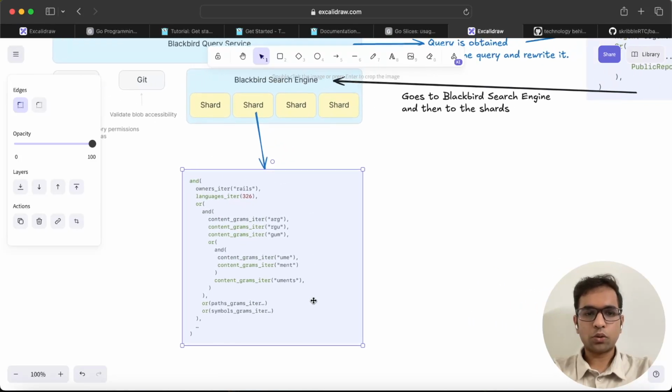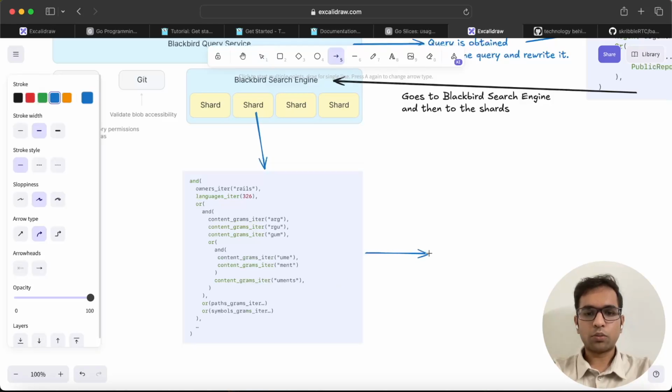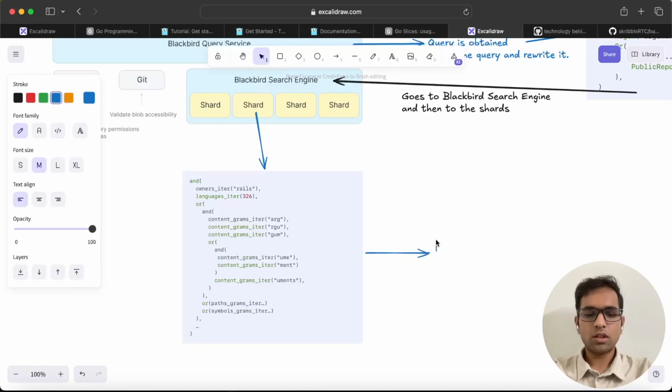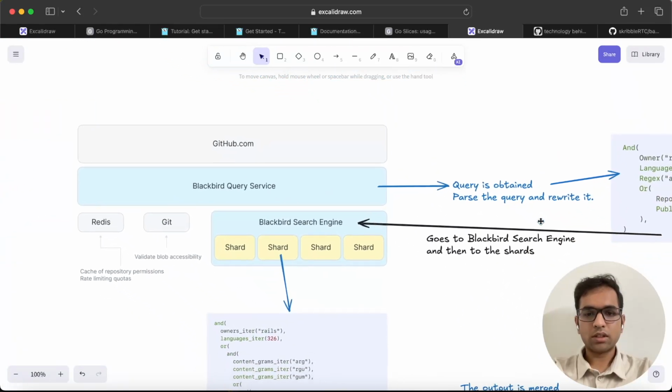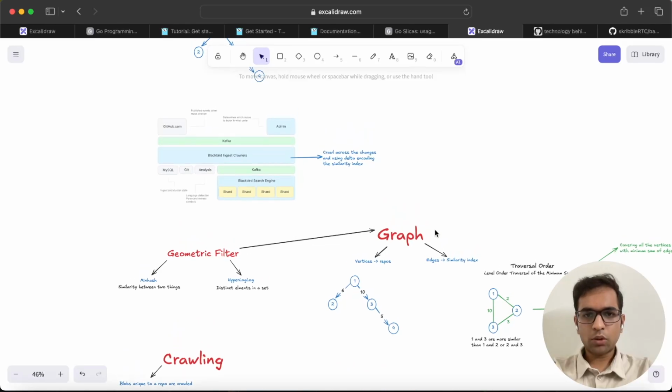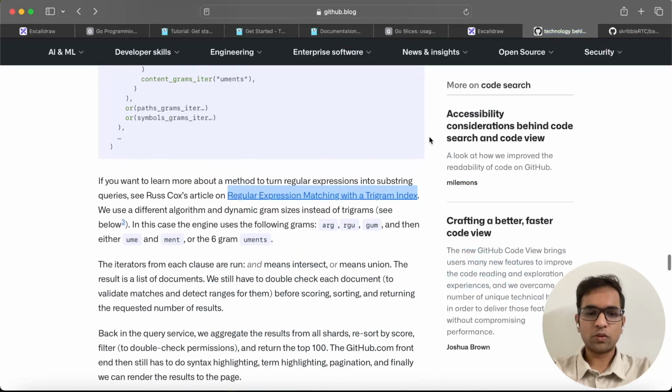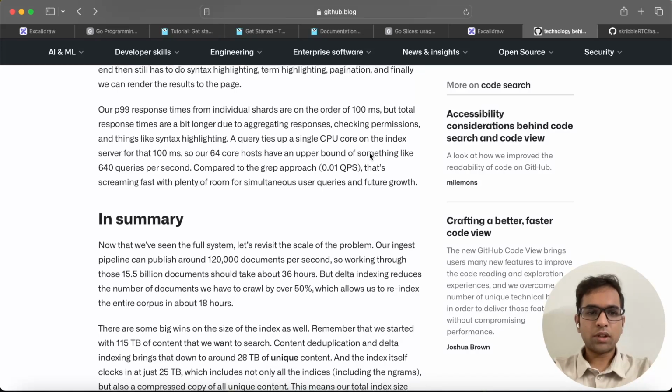And once the output is obtained from every shard, the output is further merged, double checked and sent to the user. So this is basically the life of a query, how the query works. This was all about how this works, and obviously it has improved their metrics in a very different way. Individual shards are on the order of 100 ms, but total response times are a bit longer due to aggregating responses, checking permissions, and syntax highlighting.